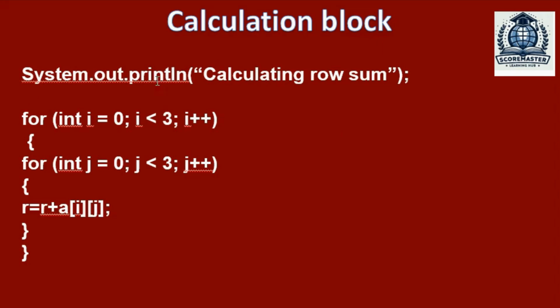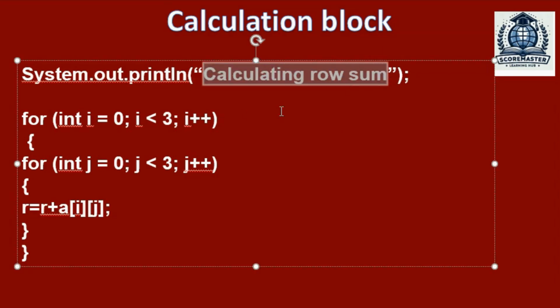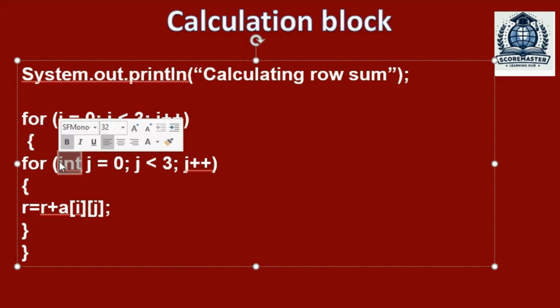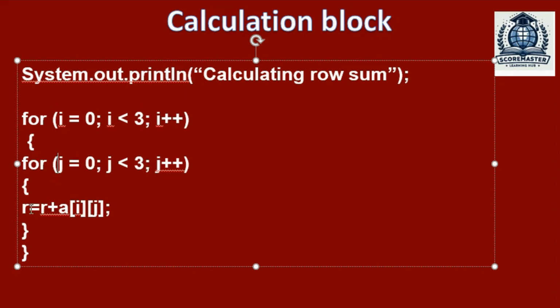Coming to the calculation block. First, I'm calculating the row sum. I have taken i and j, and after taking the variables i and j, what am I doing? I am calculating the row and the column addition. So row is equal to row plus, already row is 0, right? a of i and j. So a of i and j is the number of rows and the column.